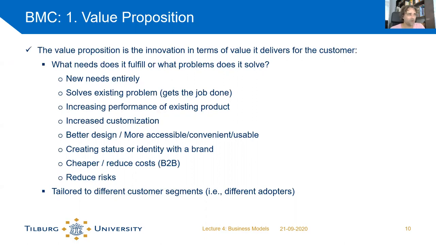In the chapter by Osterwalder, you see that they come up with many different examples of needs or problems that the innovation can solve or fulfill. It can be a new need entirely, it can solve an existing problem, your innovation can be similar to an existing product but just increase performance. It can be a customization of a different innovation, or have a better design so it's more accessible or usable. You can also innovate by creating status or identity, which is more like a marketing innovation instead of a product innovation. You can also have the same product but make it cheaper, reducing costs in your organization. Or maybe you can even reduce risks. All different examples, but it basically boils down to: what need does an organization fulfill or what problem does it solve?